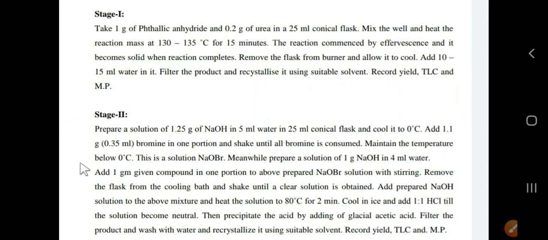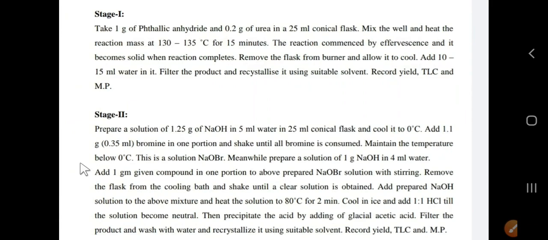So when we allow the flask to cool and then add 10 to 15 ml water to it, as you know that the organic compounds are not soluble in water, we get a precipitate, and that solid obtained is filtered and recrystallized using a suitable solvent. After that we can record the yield, TLC and MP.